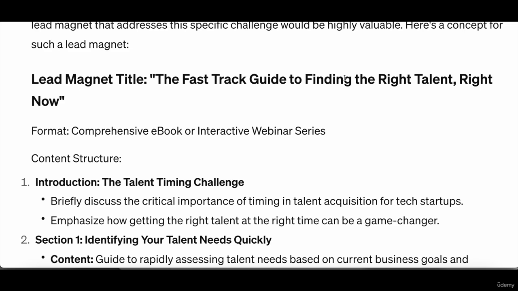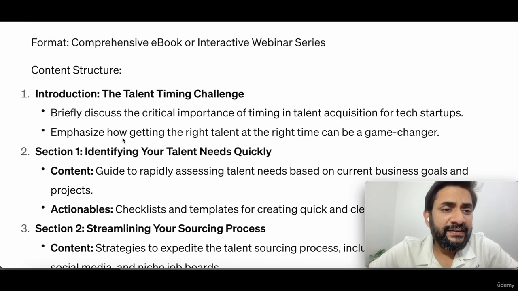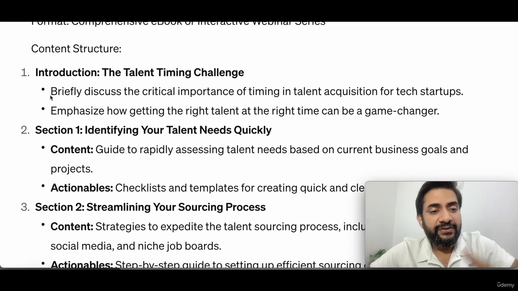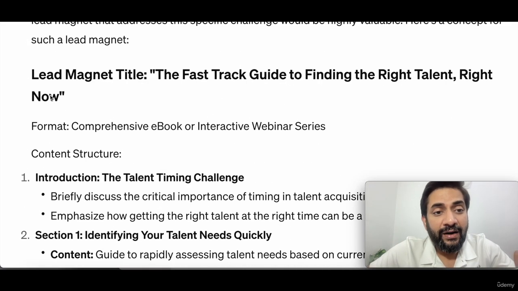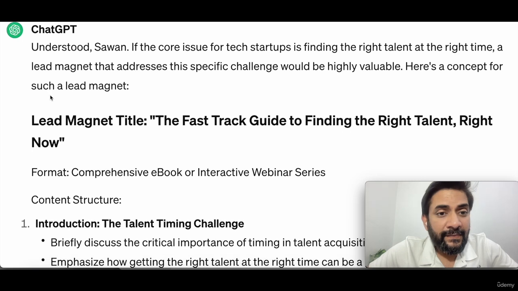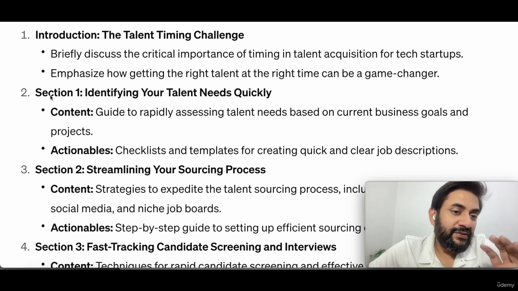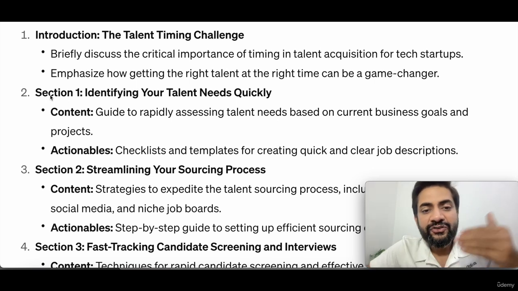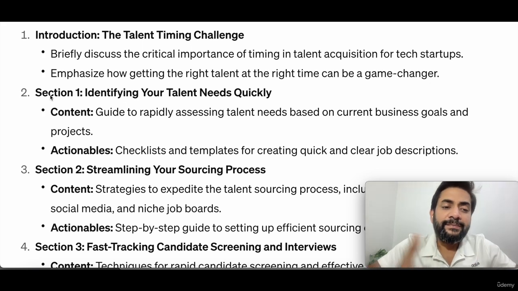Next was the content structure that we got. The format was comprehensive ebook or interactive webinar series, and with the structure, the introduction, the section 1, I also asked for actionables. That is very important. So my prompts always added that there should be content and then there should be an actionable thing, like the checklists and the templates for easy implementation of whatever I am training.